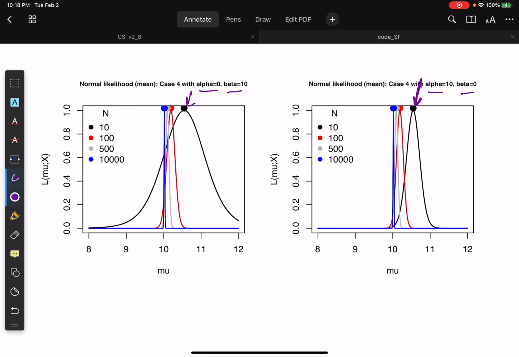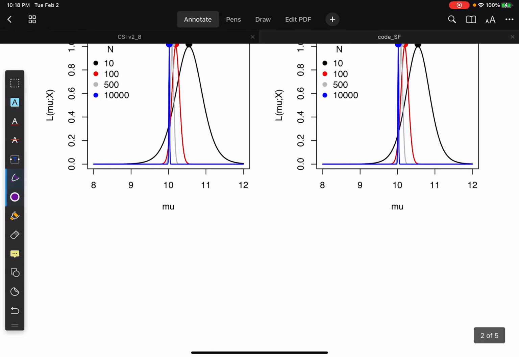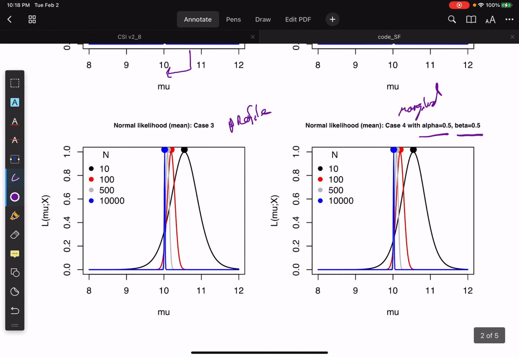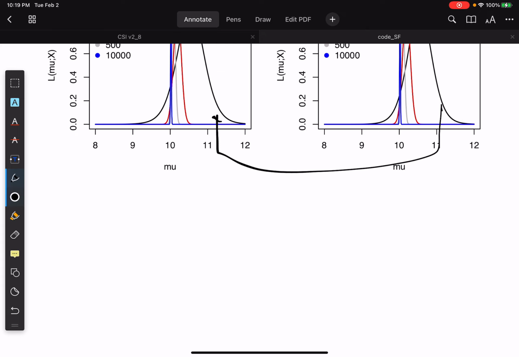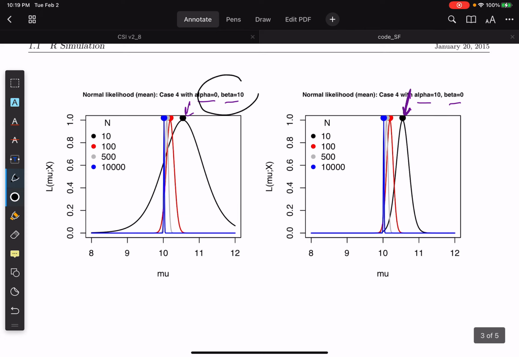Both of these are using the same 10 observations as when alpha and beta are equal, which is a little bit more of a flat prior, less information. So that's why these black lines look pretty close, because this prior is not too informative. And you can see how it changes depending on what the prior parameters are.